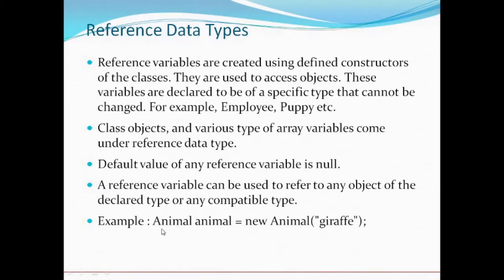This means that there is a class called Animal, and the object of that class, small a animal, is equal to new Animal. Now this is known as the constructor call, which I told you is used to initialize the variables. So here what it is doing is initializing and sending some value, giraffe, to the class Animal.